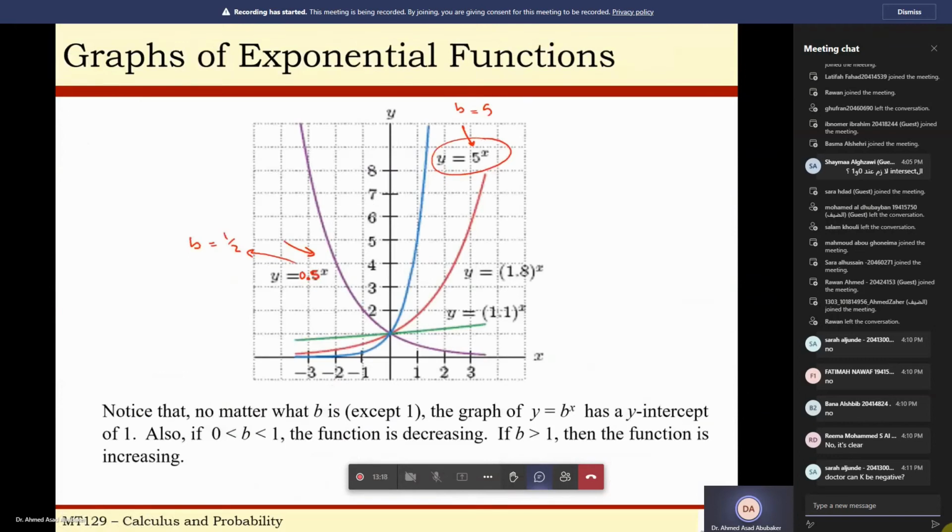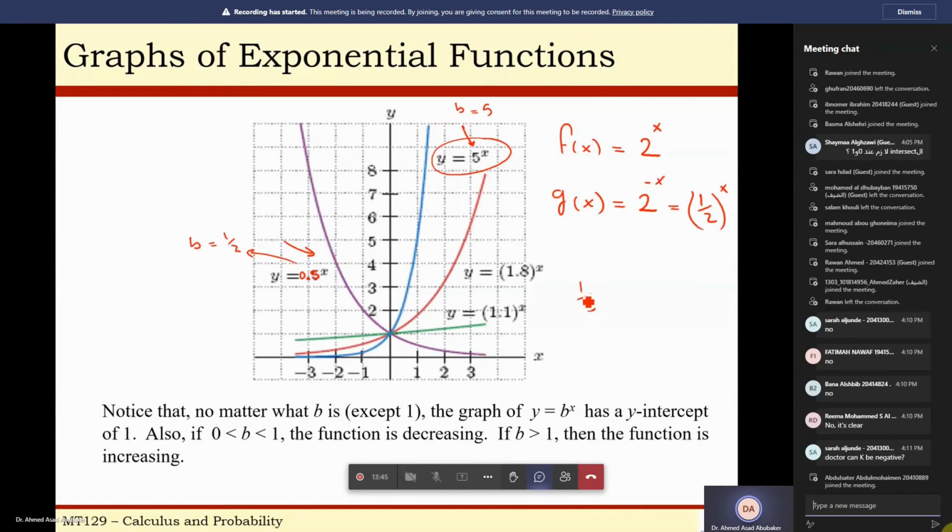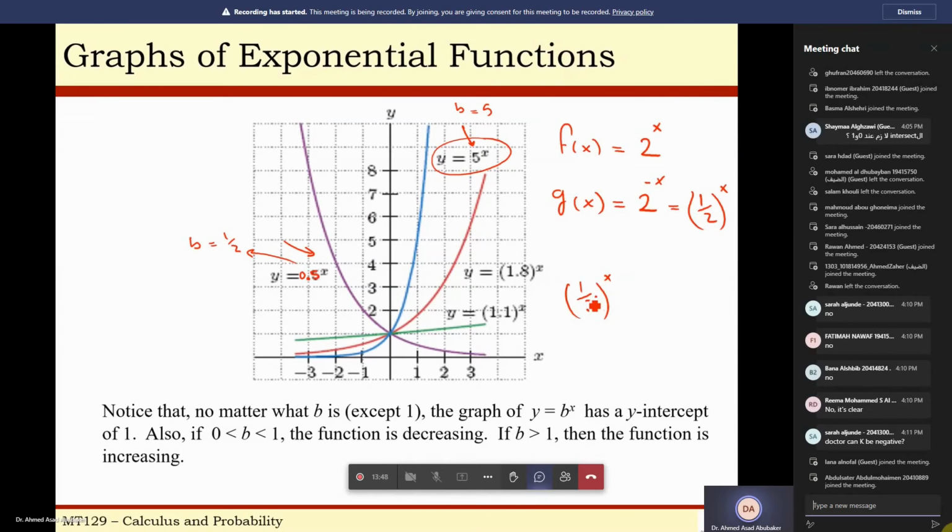For example, if we have the function f of x equal to 2 to the power x, we can have the exponential function g of x equal to 2 to the power negative x. What's the meaning of negative x? This means 1 over 2 to the power x. This is the same value, because 2 to the power negative 1, multiplied with the exponent, gives negative x. So the coefficient of x can be negative.